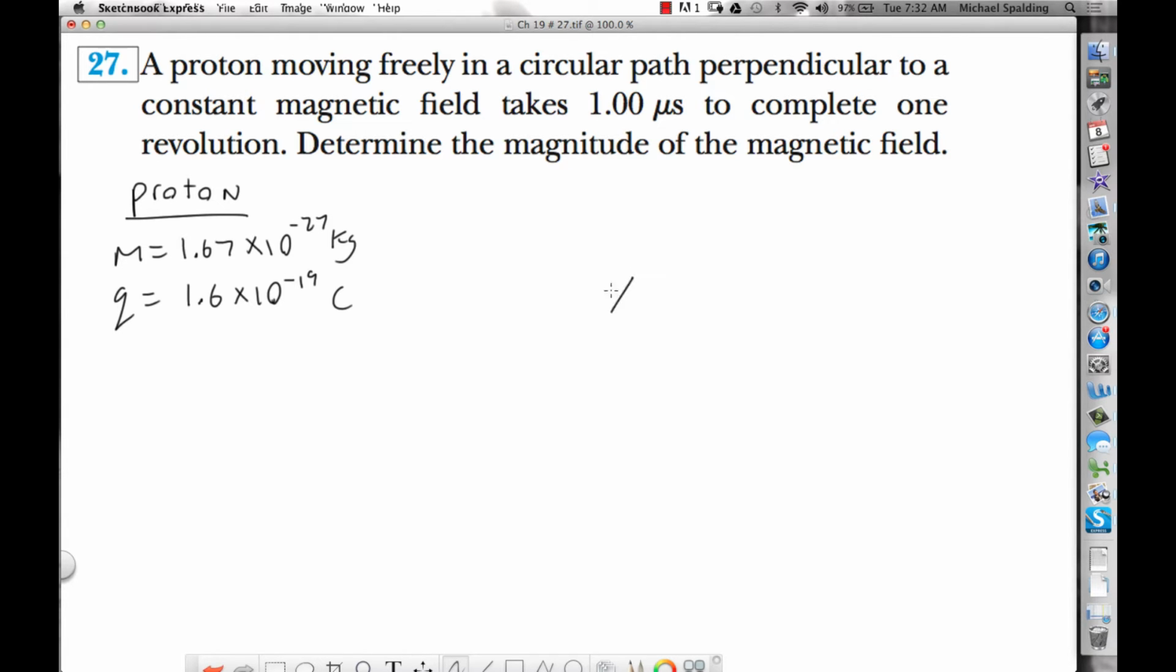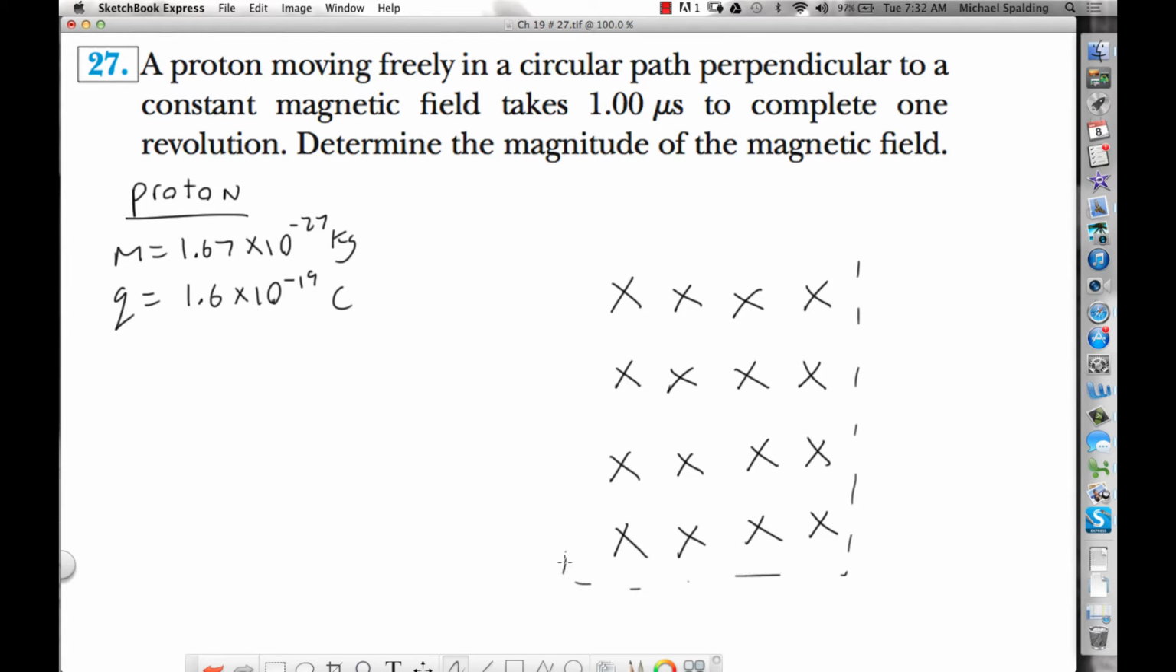So let's just set up a diagram for this. I'm going to draw a region here. These X's will represent the magnetic field directed into the page, right? X's are into the page, so I'm going to section this off. This is a region of magnetic field going into the paper, or into the screen. And then along comes a proton. So here's a proton, and it comes in this way into the magnetic field.